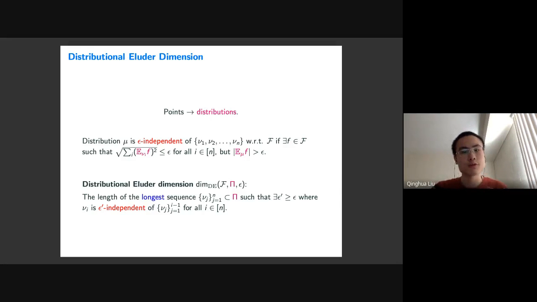And the distributional eluder dimension is almost the same thing. It's the length of the longest distribution sequence, such that each term in this sequence is independent of its predecessors. But there is one key difference, though. In order to utilize this distributional eluder dimension, we need to specify the distribution class capital pi here, because we require this distribution sequence to be inside this distribution family.